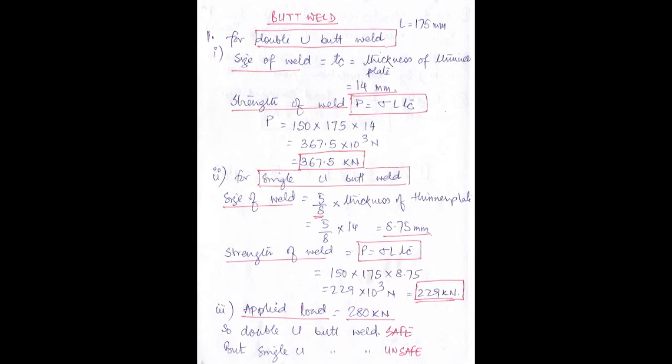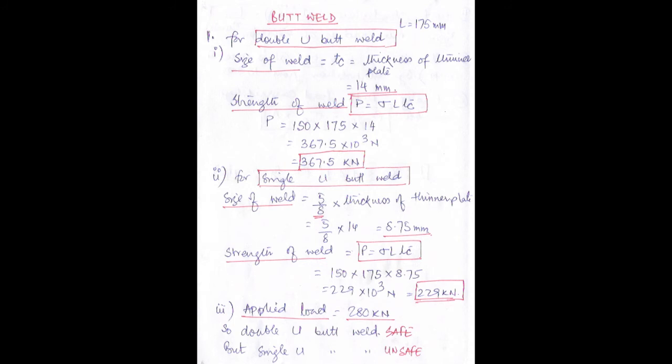What will be the size of the weld? Size of the weld is equal to TC, that is equal to the thickness of the thinner plate. Here, what are the thicknesses of the plates? One is 14 millimeter, one is 16 millimeter. So what is the thinner plate? The 14 millimeter. So TC will be 14 millimeter.